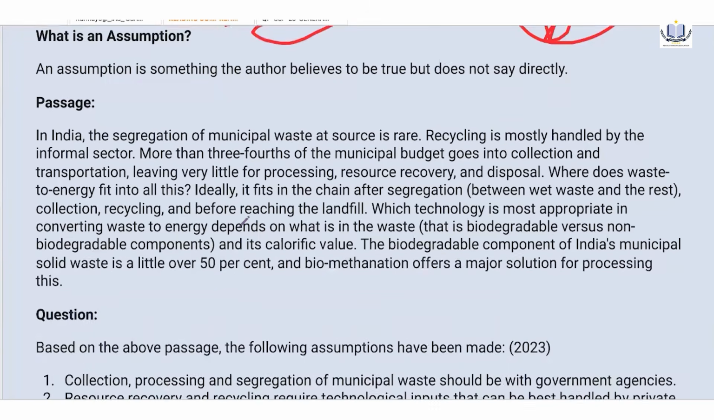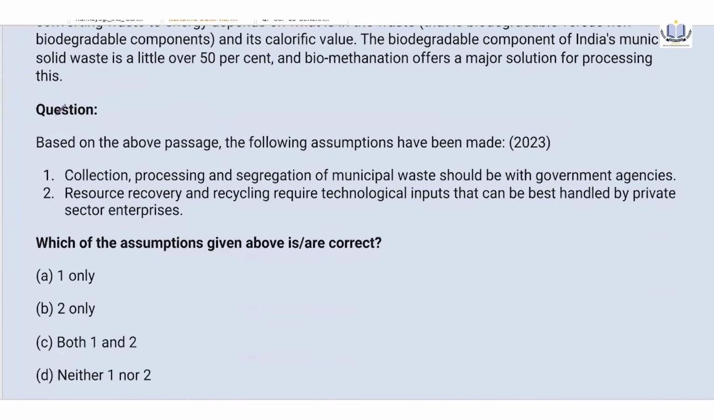Now let's see this question. First, we will try to see the question and the statements, and then we will speed read the passage. Based on the above passage, the following assumptions have been made. Statement 1: collection, processing and segregation of municipal waste should be with the government agencies. Now, this seems to be a very narrow statement. We need collaborations of different agencies, and it's not possible that everything will be done by the government.